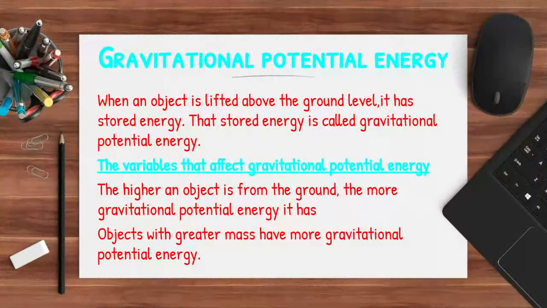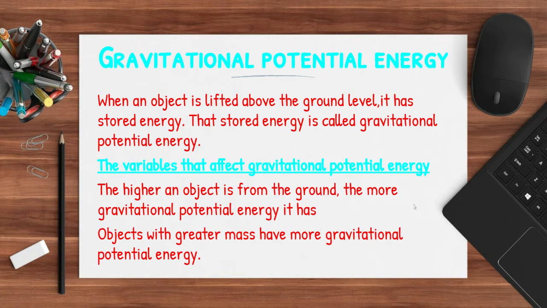Gravitational potential energy. When an object is lifted above the ground level, it has stored energy. That stored energy is called gravitational potential energy. The variables that affect gravitational potential energy: the higher an object is from the ground, the more gravitational potential energy it has.